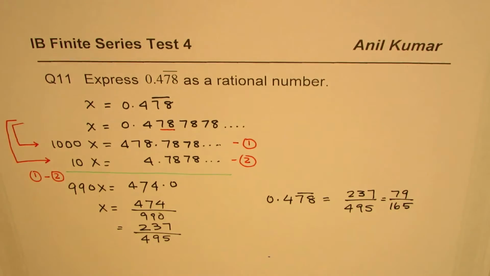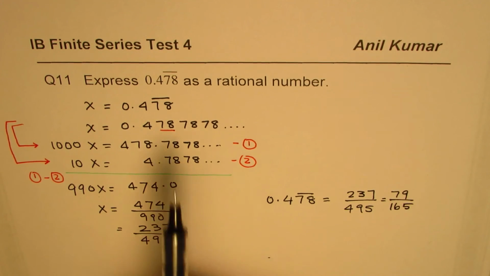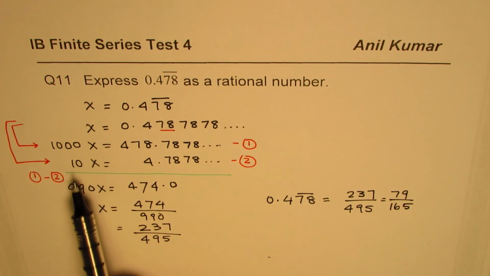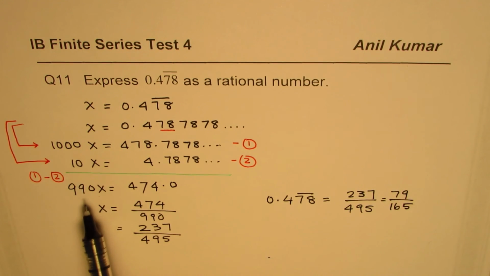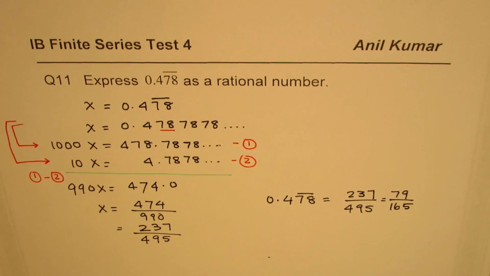So that is how we could actually write a given recurring rational number where 2 digits, which are in the hundredths and thousandths place, are repeating, right? So that is how you could do it. So the trick here is multiply the variable x by 1000 and also by 10 and find the difference to get rid of the recurring part and then write it down.